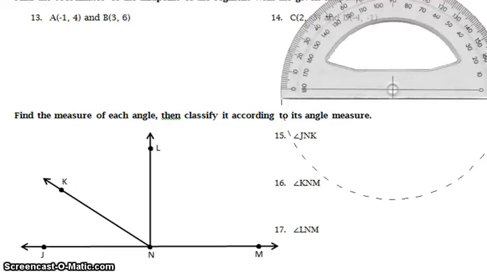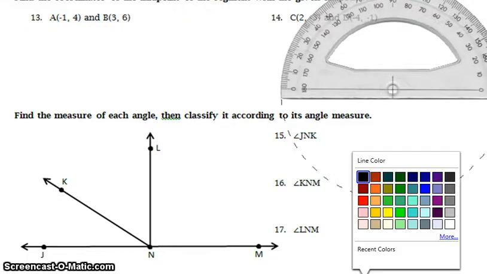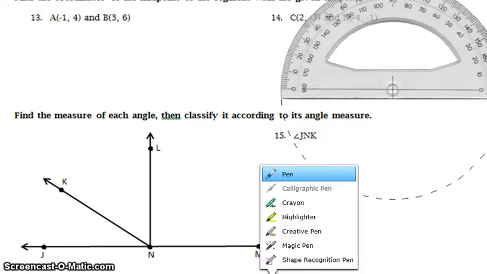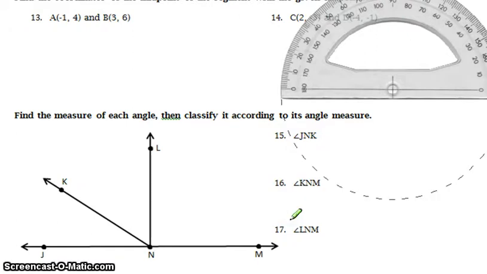Alright, in this video we're going to start with number 15. Problems 15 through 17 ask us to find the measure of each angle and then classify it according to its angle measure. So they actually want us to do two things. First, let's find the measure of number 15, and before we can find the measure, we actually need to figure out what the angle is.